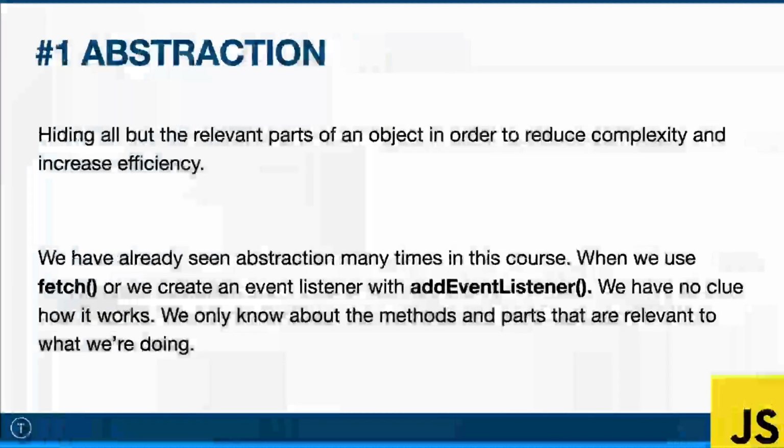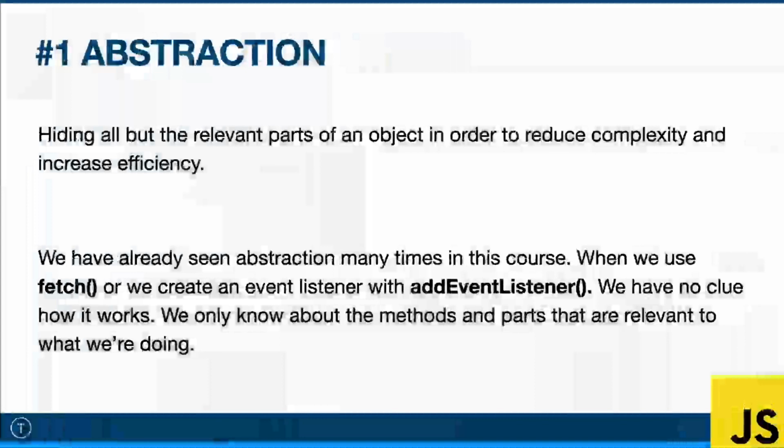So the first one is abstraction, and abstraction is where we hide all but the relevant parts of an object in order to reduce complexity and increase efficiency. The easiest way to explain and understand abstraction is to look at something like your car. As a user of that car, do you really need to know the details of what happens when you start it? No, it's not your job. You don't need to know exactly how it works.